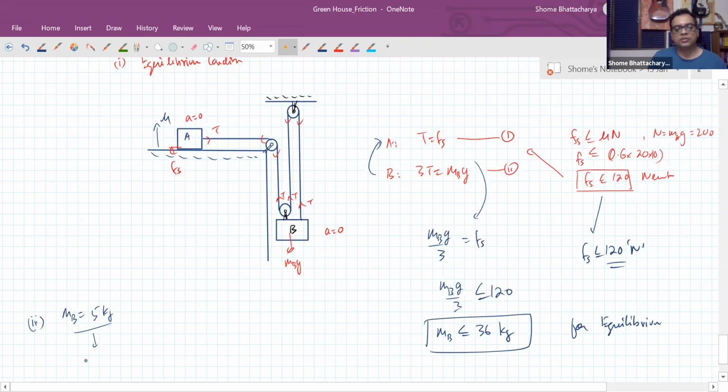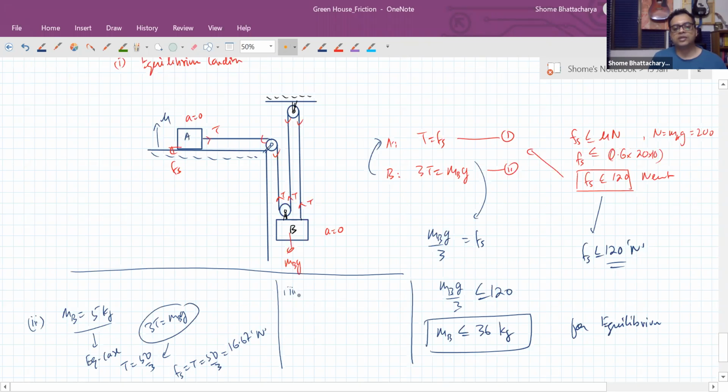Okay. So this will be the equilibrium case. Tension will become 50 by 3, because 3T is equal to weight. So static friction acting on A will be equal to tension. So it's 50 by 3, or 16.67 newtons.